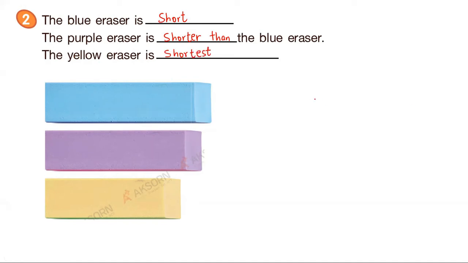You see? They are all not long. So that's why we use short, shorter than, and shortest. The blue one is short. The purple one is shorter than the blue one. And the yellow one is the shortest.